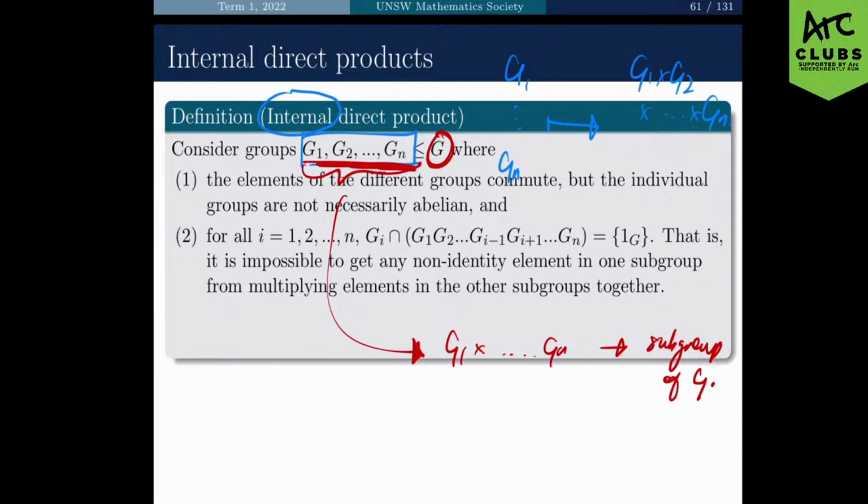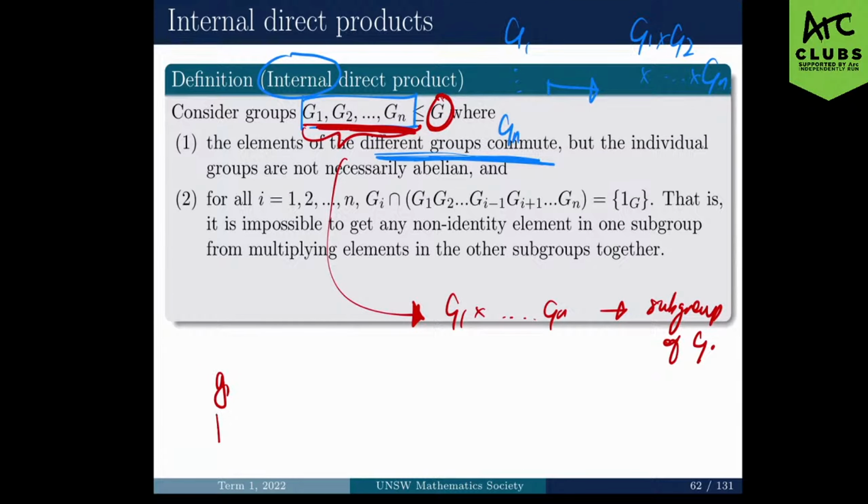But to actually be able to do that in a meaningful way, we need two conditions. First of all, the elements of the different groups need to commute. So if you have, say, g1 from group 1, g2 from group 2, all the way down to gn, you can rearrange them however you want and nothing will change. That's this first condition. And the second condition we need is that somehow they need to be disjoint in a way.